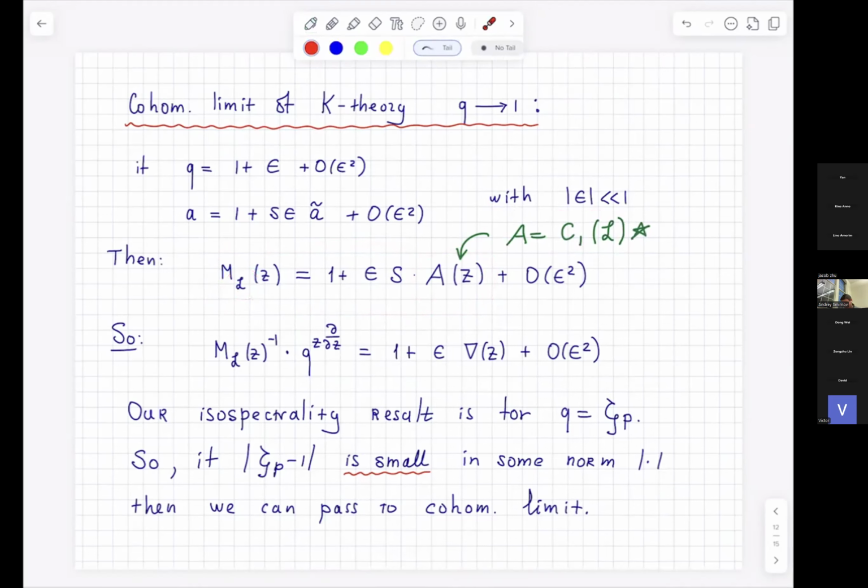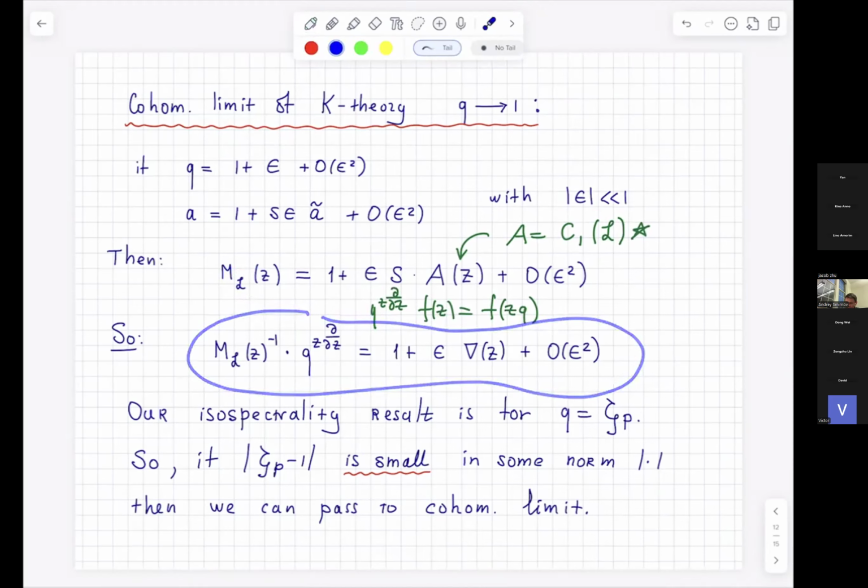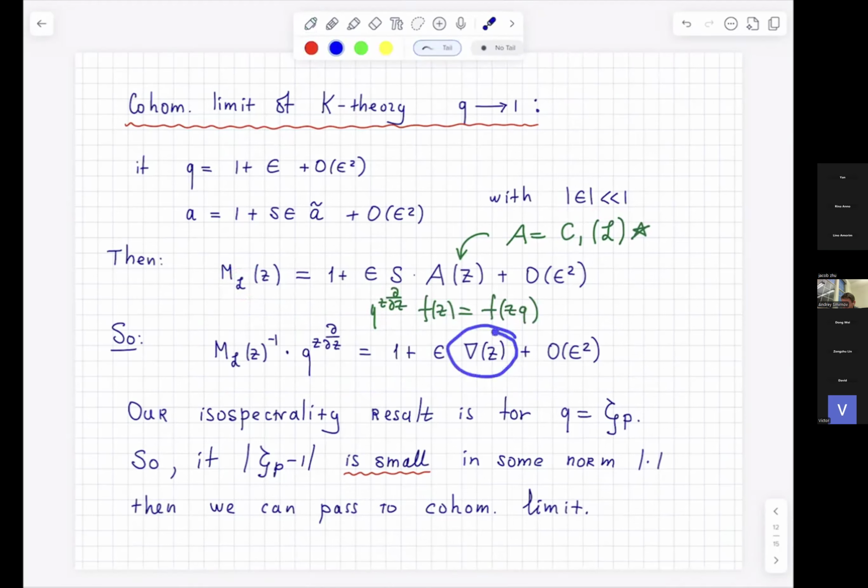So in particular, if you look at this Q-difference operator, here Q to the power z d over dz is just a shift operator. This operator acts on functions: Q to the z d over dz acts on a function f(z) by just shifting z by q. Right, so this is a Q-difference operator. And then again, if you expand this Q-difference operator, then in first non-trivial order in epsilon, that's going to give you your quantum connection.